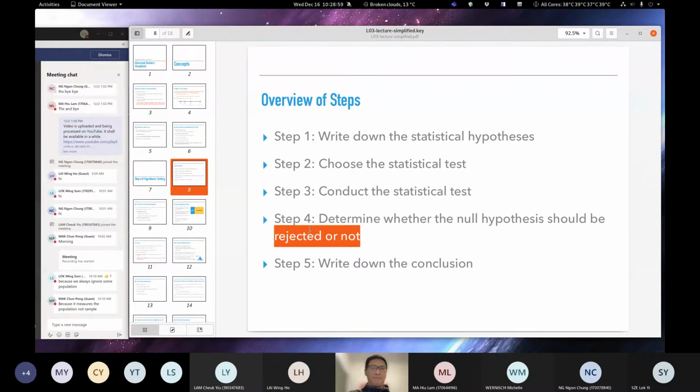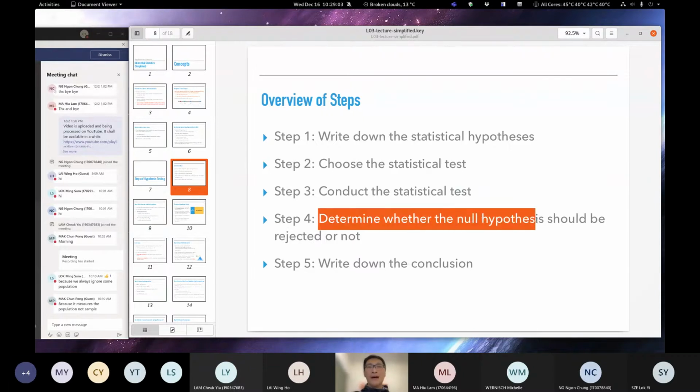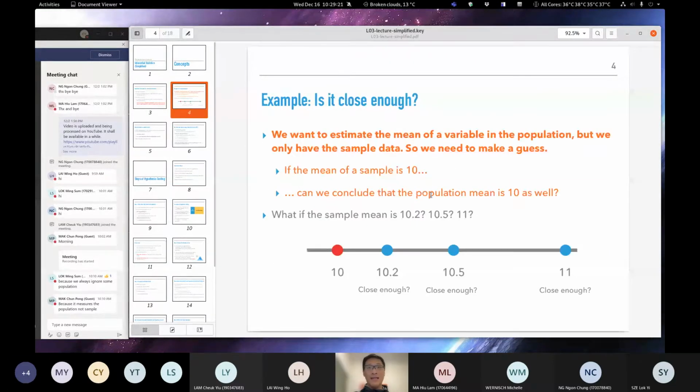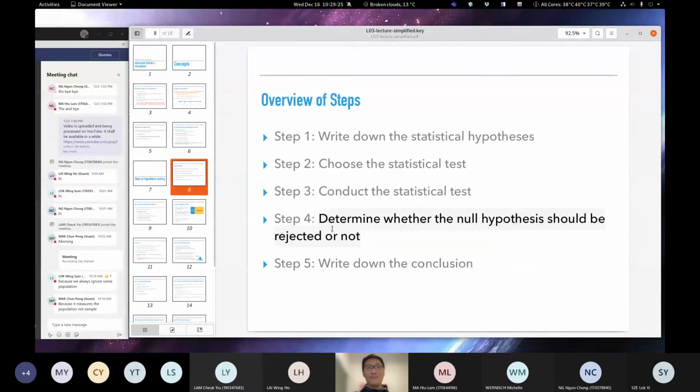Now, step 4 is to determine whether the null hypothesis should be rejected or not. Now, this looks quite scary for you, but basically it means that based on the output of the computer software, you try to answer the yes/no question. The yes/no question put in here. Okay, that is what I mean in step 4. And I will tell you what it means by null hypothesis in the following pages.